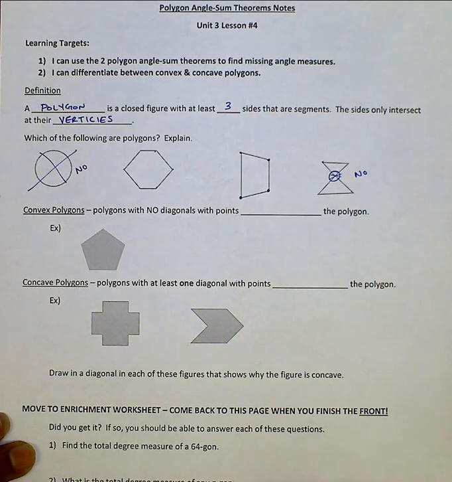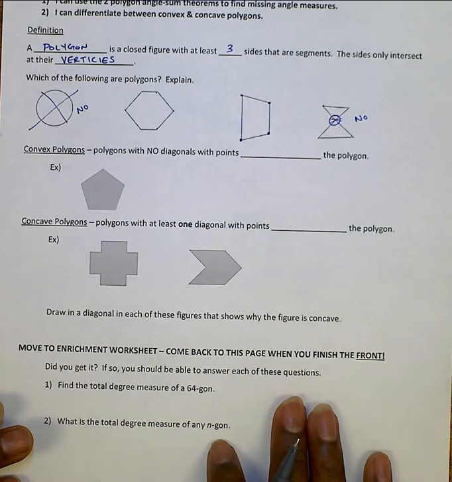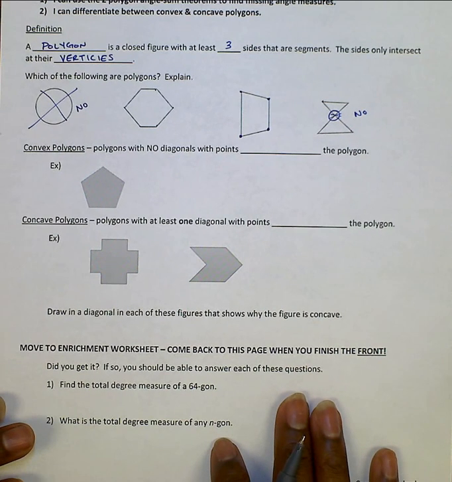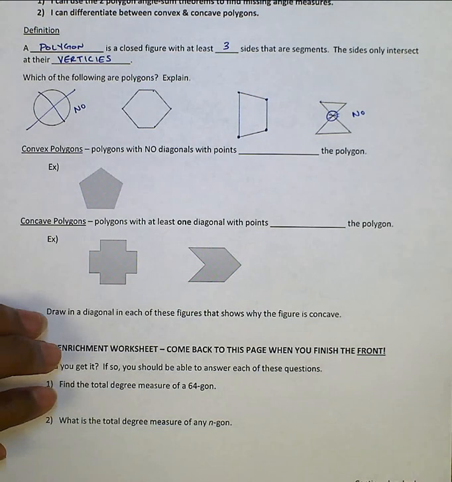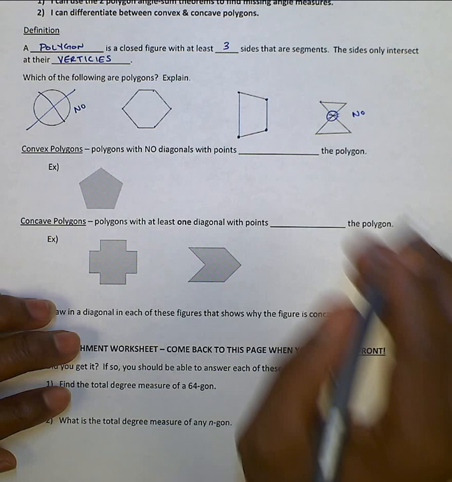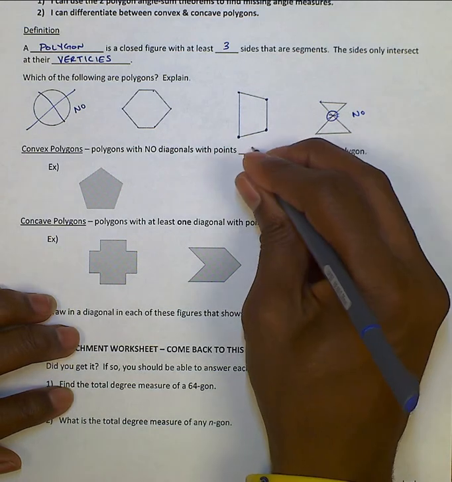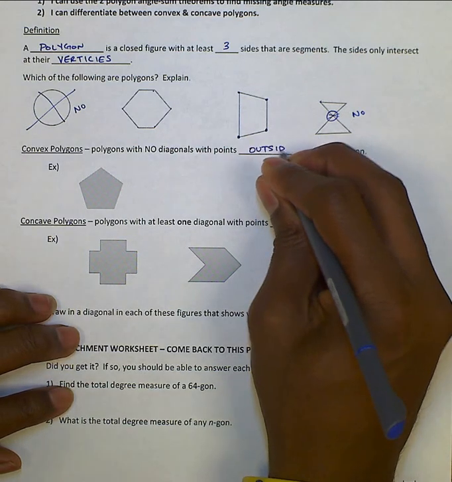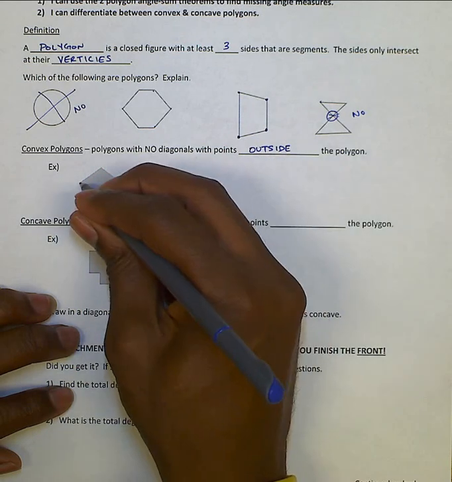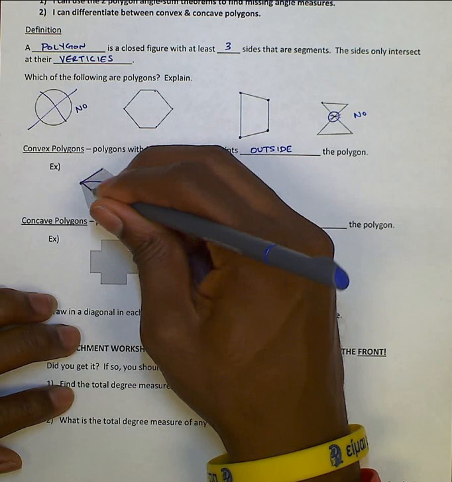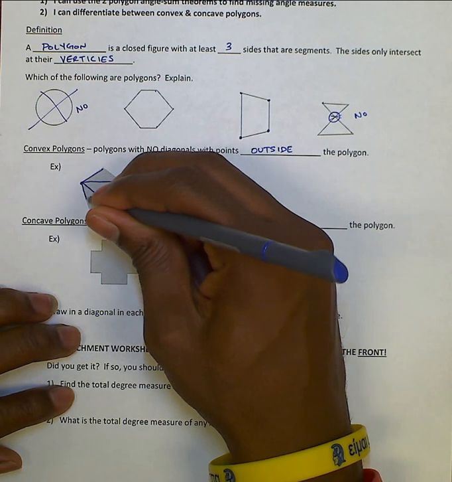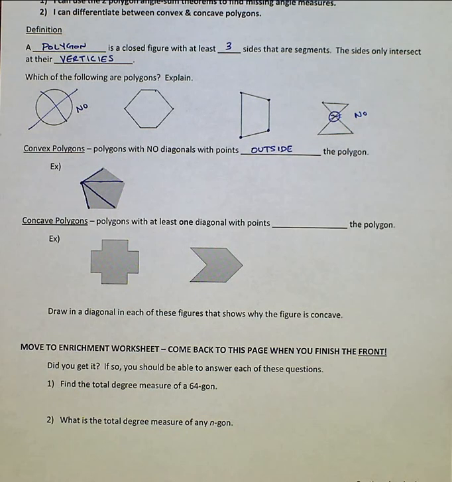Okay, so now that we know what a polygon is, let's talk about convex and concave polygons. We will typically deal with convex polygons. These are polygons with no diagonals with points outside the polygon. If we draw our diagonals from one point, you'll see that at no point does a diagonal bring our line outside of the polygon. That's how we can tell it's a convex polygon.